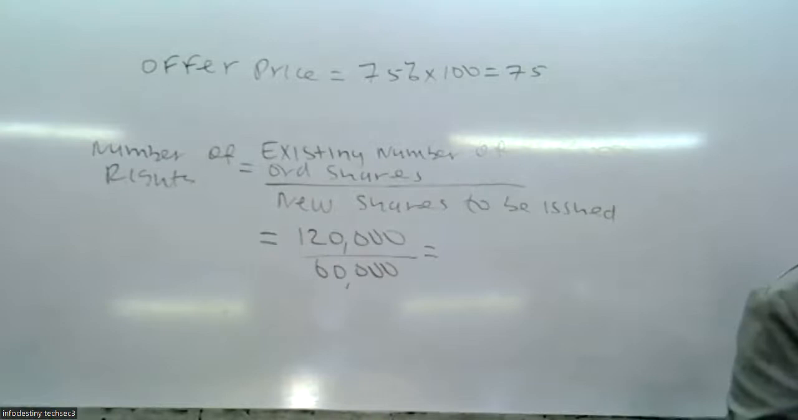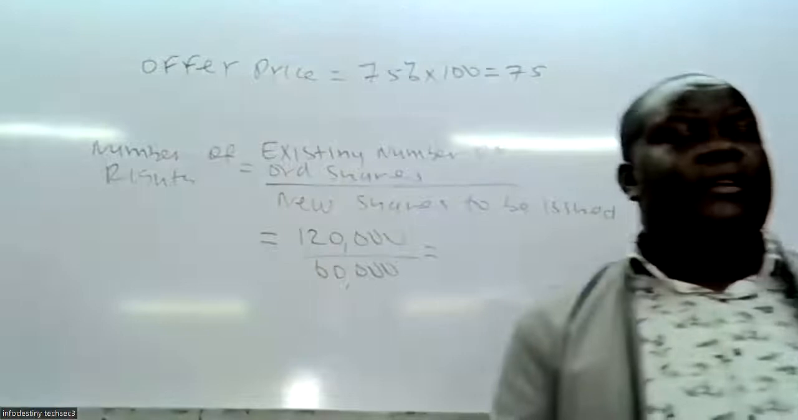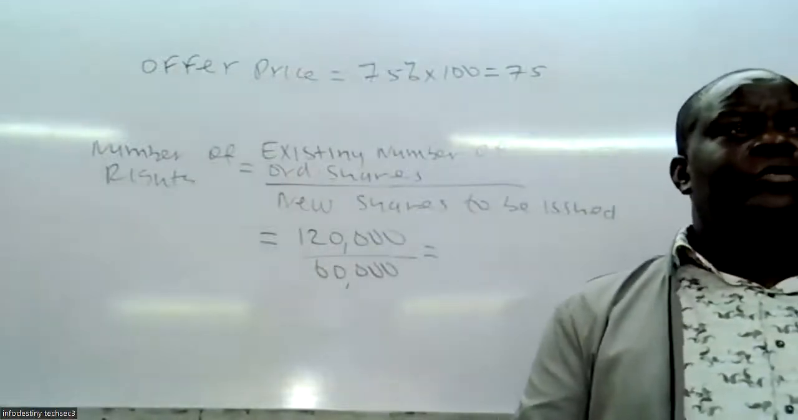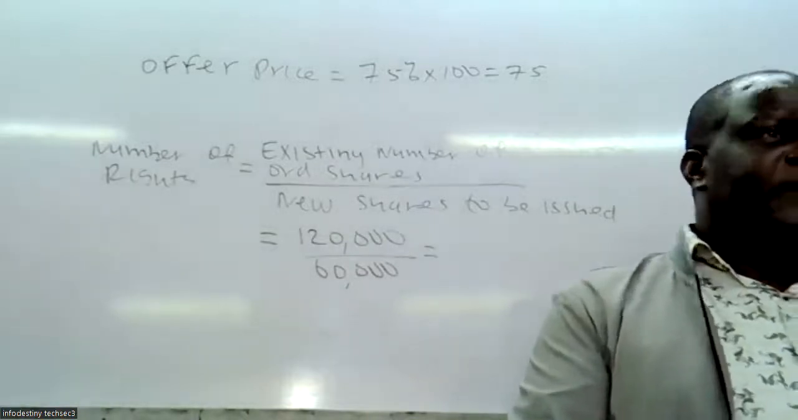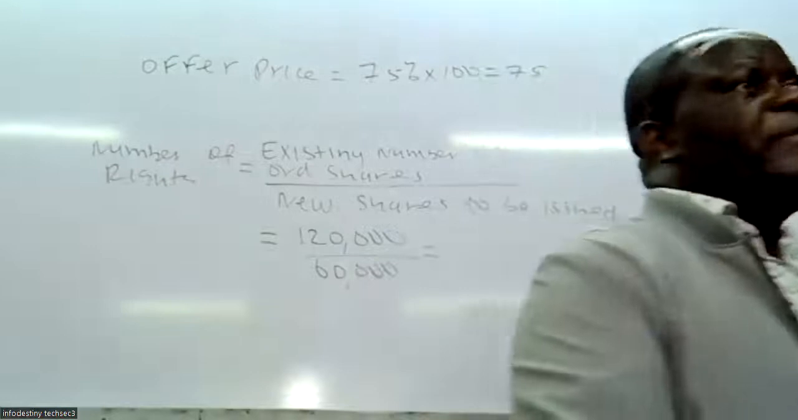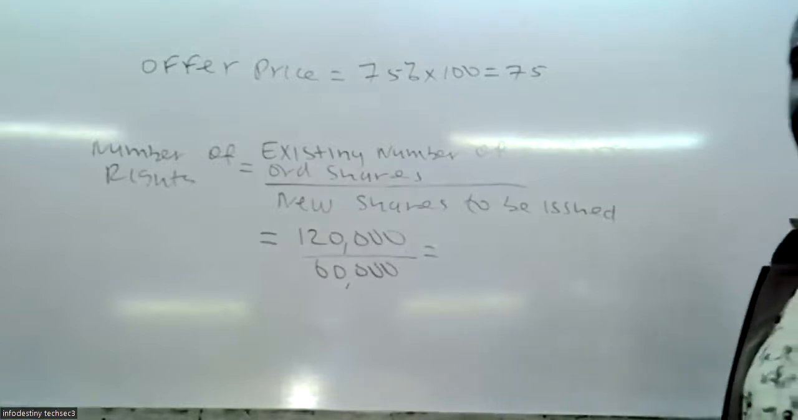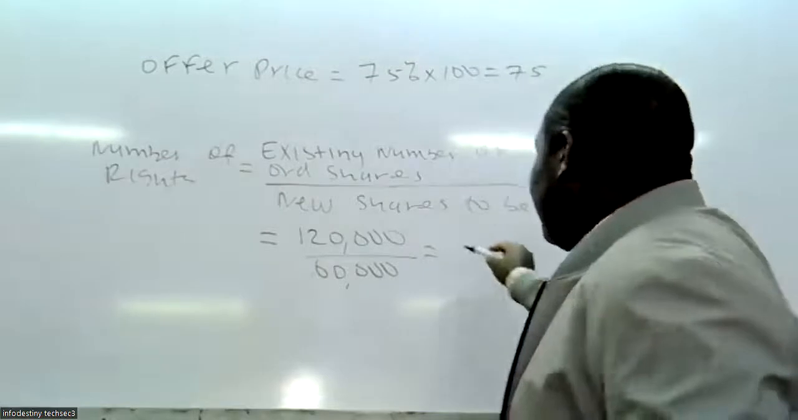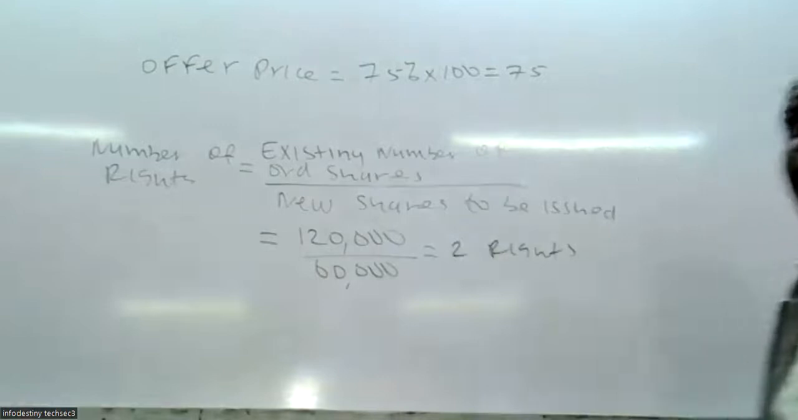Now we go to Roman letter 3, the theoretical ex-rights price. Today I showed you two items, the formula and the other format, isn't it? We shall use the second one that I showed you in the previous question to get the theoretical ex-rights price, because we have the number of rights. So we have two rights.